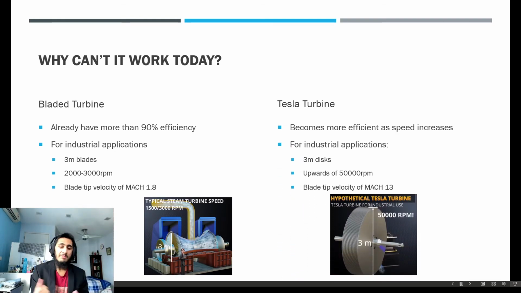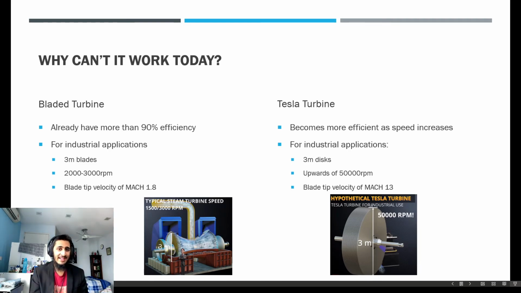Let's look at modern bladed turbines. They already have a higher than 90% efficiency in most industrial applications, with a spec list that's something like this, right? Let's say for industrial purposes, we set a size of 3-meter diameter blades. These things rotate at roughly 2000 to 3000 RPM with a blade tip velocity, so the velocity at the tip of the blade, where it travels the most, is Mach 1.8. Now that is 1.8 times the speed of sound. Still very manageable and very applicable today.